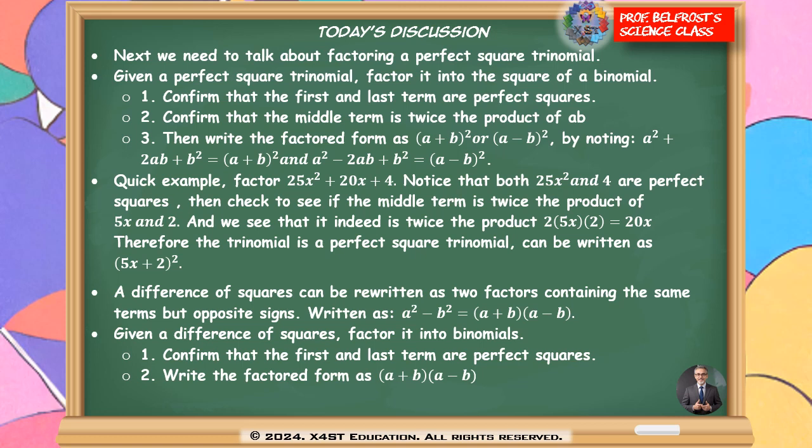A difference of squares can be rewritten as two factors containing the same terms but with opposite signs, written as a squared minus b squared equals (a plus b)(a minus b). Given a difference of squares, factor it into binomials by confirming that the first and last terms are perfect squares and write the factor form as (a plus b)(a minus b). Very simple.